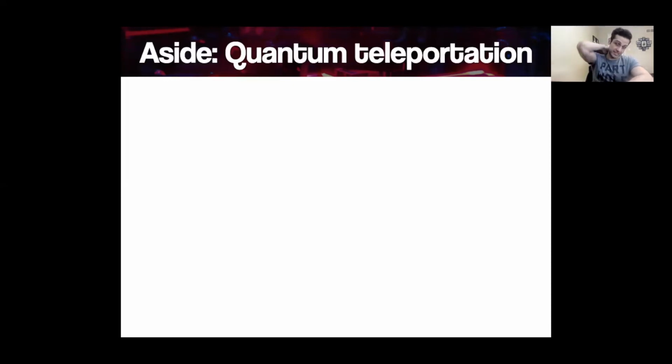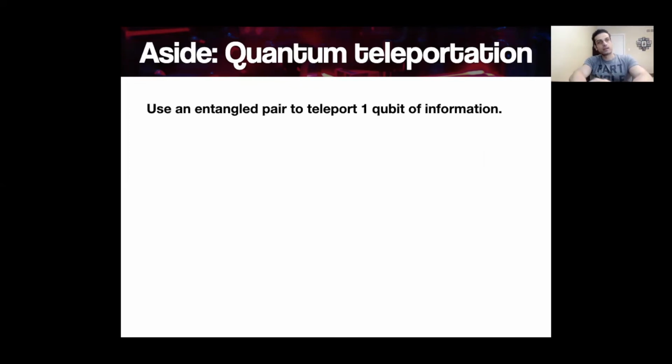Now, people who took 710 will already be familiar with quantum teleportation. But for those who haven't, quantum teleportation is where you can use an entangled pair to teleport a qubit of information. And what has to be clear there is, maybe this is obvious, that it's not like physical matter being transported over there. It's not like your photon disappears and your photon reappears someplace else. It's the information encoded in your photon that's being teleported.